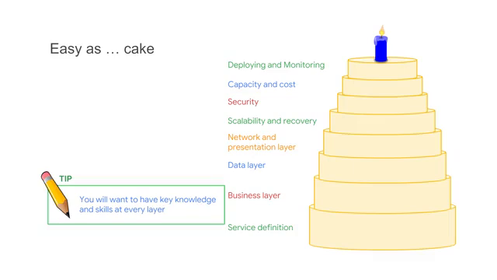Sometimes people ask if the order of the layers is significant in this diagram. Well, the order is significant. You start with service definition at the bottom and move up the layers until you're planning the rollout and maintenance of the solution. So each layer has dependencies on the one beneath it.